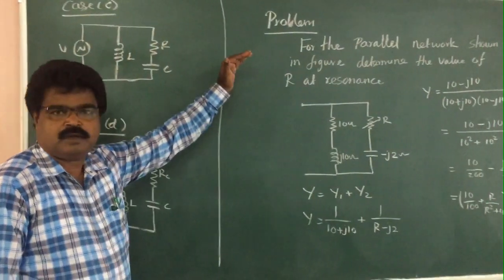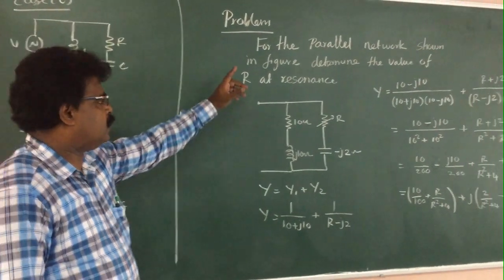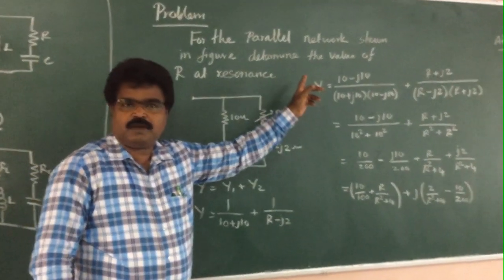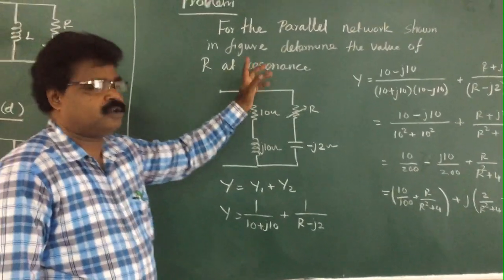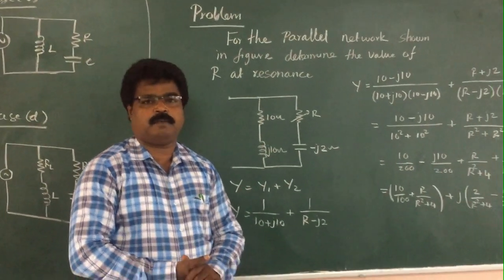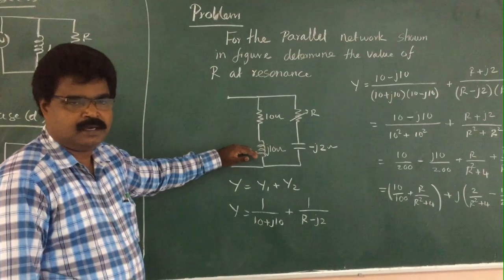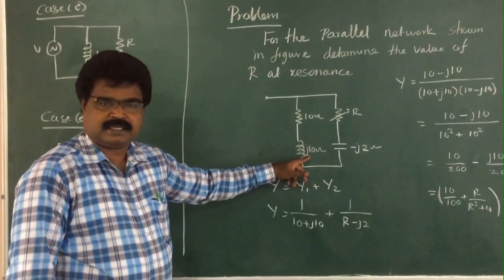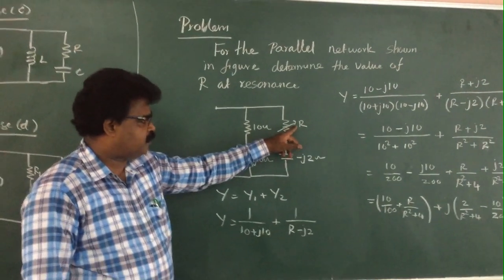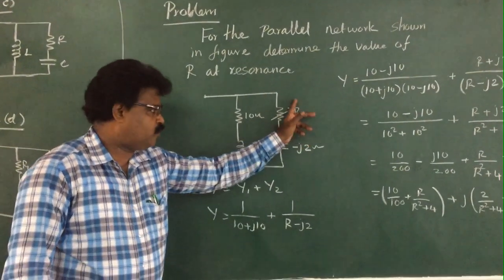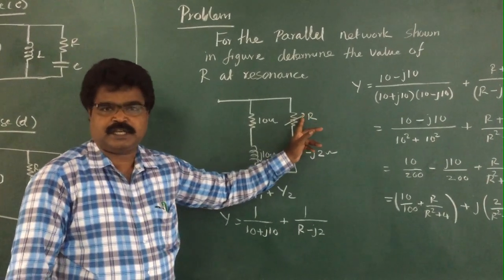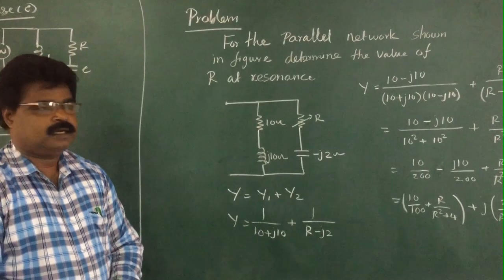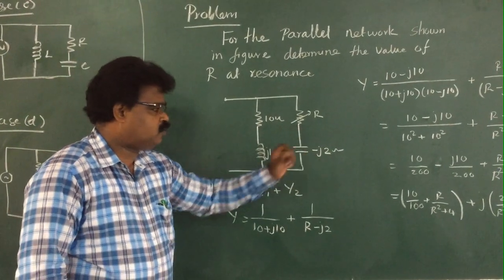So now we are going to look into a problem. For the parallel network shown in figure, determine the value of resistance R at resonance. So this is the problem. The circuit given is like this. The first branch consists of a resistor and an inductor in series. Another branch consists of a resistance R, which is unknown, in series with the capacitor, minus j into 2 ohm.